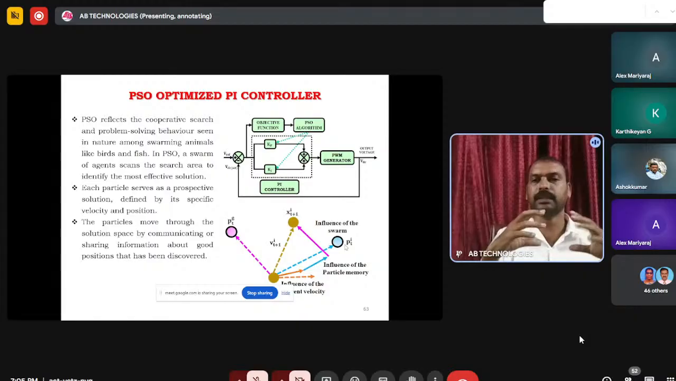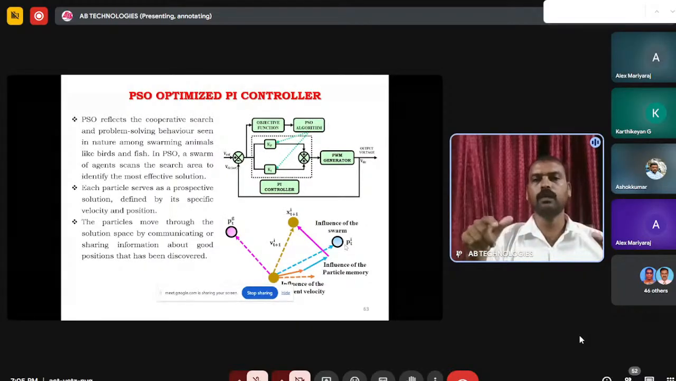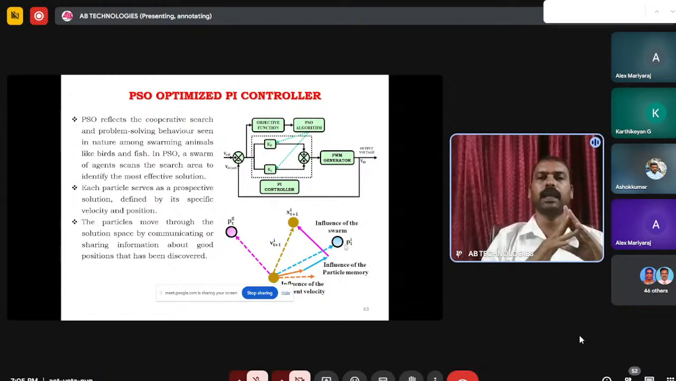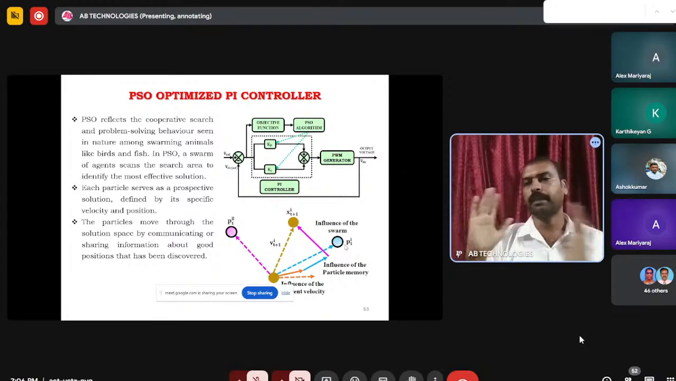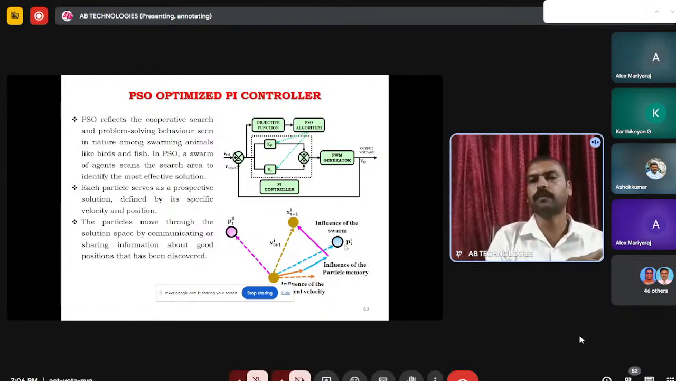The general objective function means V reference minus V actual into KP into KA is equal to 0. That means you have to compare the reference value and actual value. If any error is there, we have to multiply with the PI controller. That PI controller value should reduce the error. Reducing the error means we have to go for an iteration method. That's why, as electrical engineers, we studied the numerical methods.